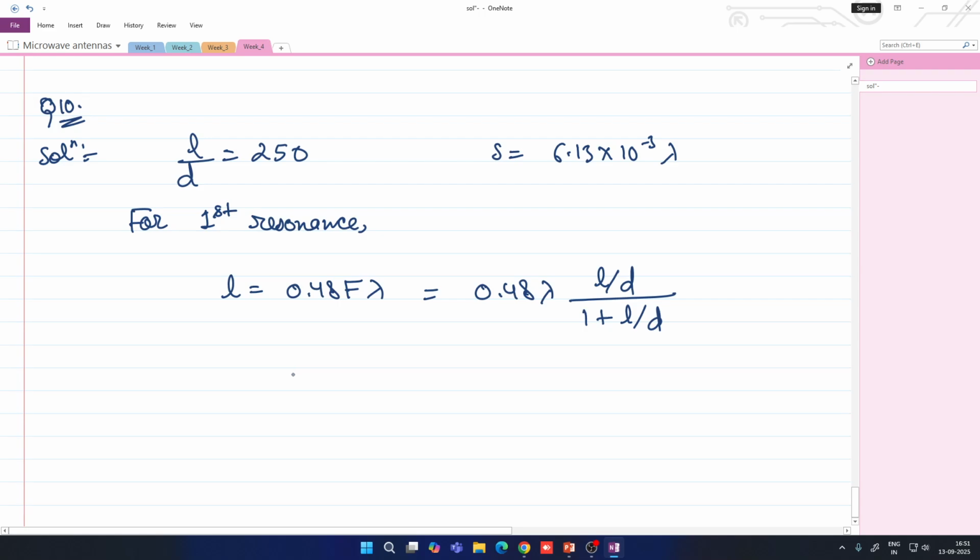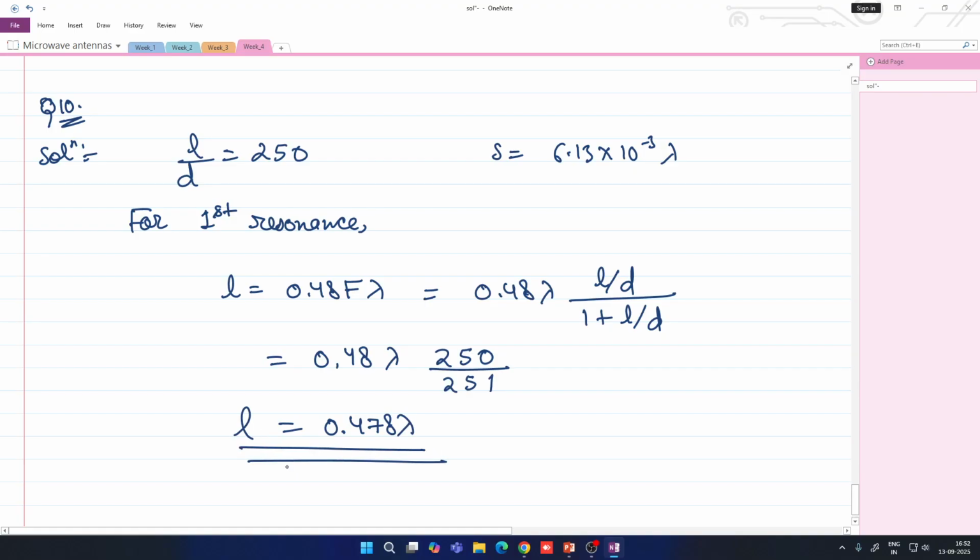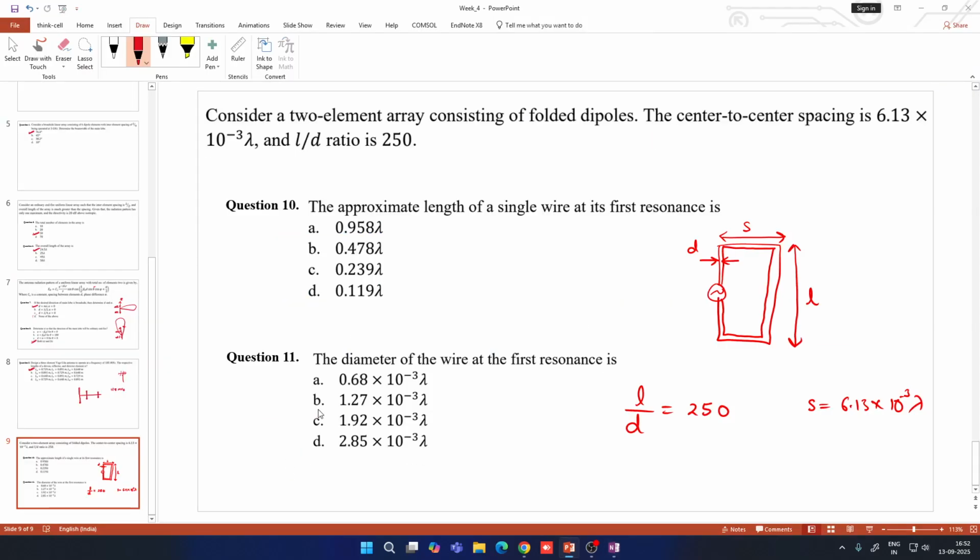So I'm directly using the formula here. For how we came to the formula, you can refer to the textbook. So L should be equal to 0.48 lambda times L by D over 1 plus L by D. L by D is 250 and 1 plus L by D is 251. When we solve this, we will get 0.478 times lambda. So this should be the length of the total wire for the first resonance. The correct option, if you match it with the given options, is option B.